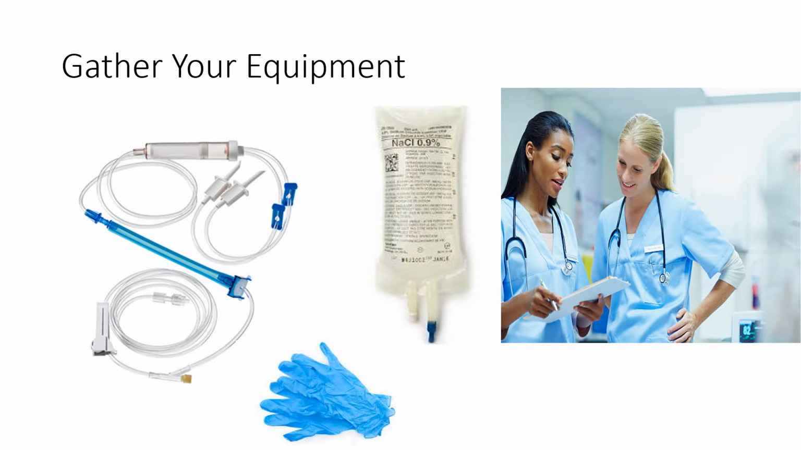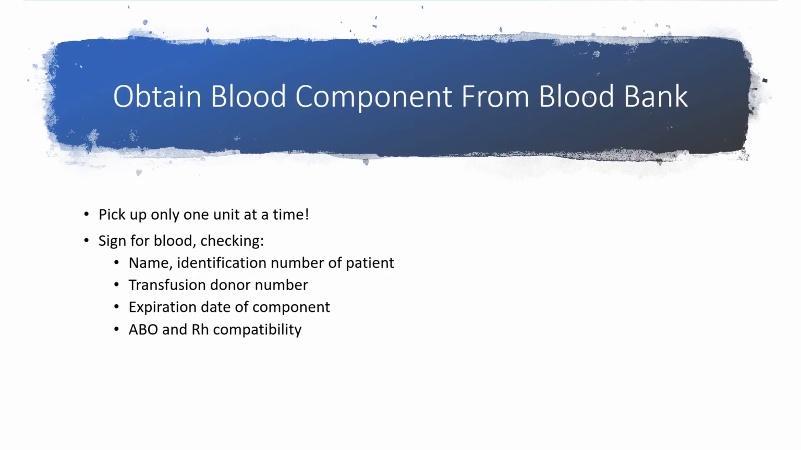So for equipment, you need a dedicated blood transfusion set, normal saline, gloves, 2 healthcare professionals, and a blood product. It is important to pick only 1 unit at a time and sign for blood, checking the name, identification number of the patient, transfusion donor number, expiration date of the component, and ABO and RH compatibility with the patient.